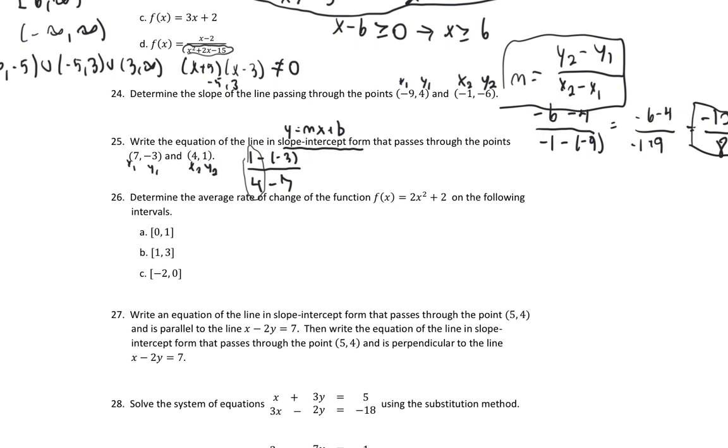Which order it is, like which one you label x1, y1, x2, y2, doesn't matter. Okay, so 1 minus minus 3 becomes 1 plus 3, which is going to be 4. 4 minus 7 becomes minus 3. So our slope is negative 4/3, or 4 over negative 3. They're the same thing.